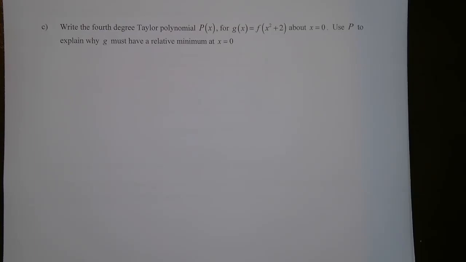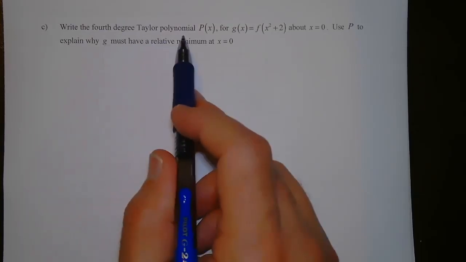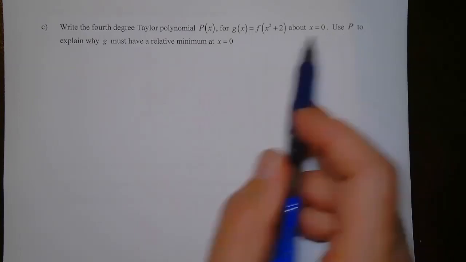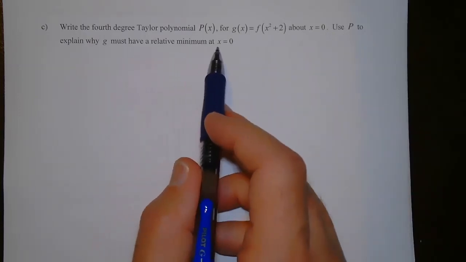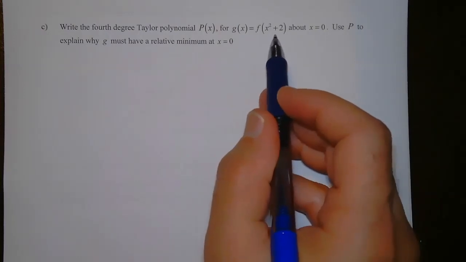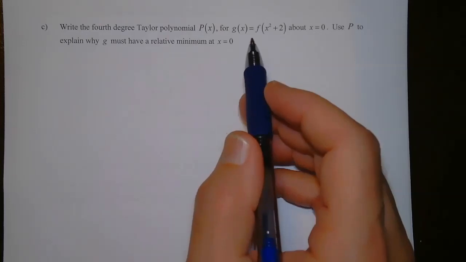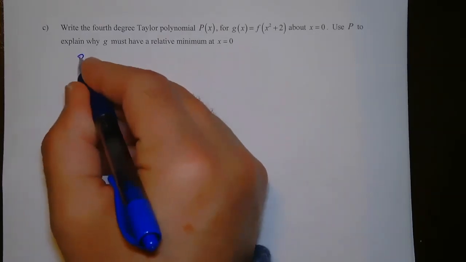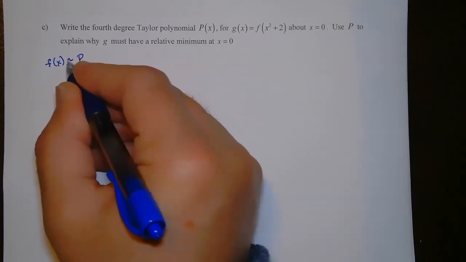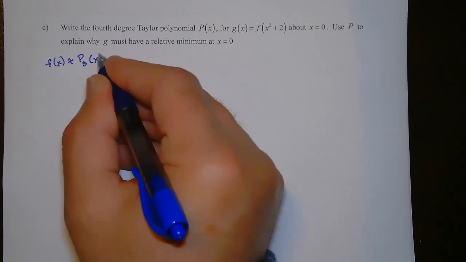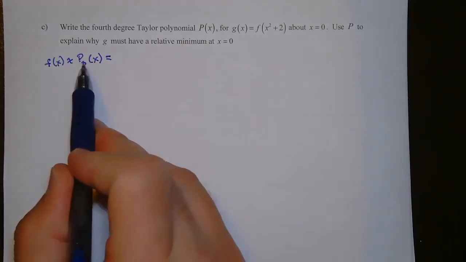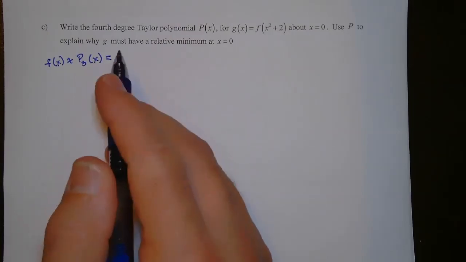For part C, we want to write a fourth degree Taylor polynomial p of x for g of x is equal to f of x squared plus 2 about x equals 0. Use p to explain why g must have a relative minimum at x equals 0. So we know that g of x is just putting x squared plus 2 into the f function. From part A, we found the Taylor polynomial for f, and f of x can be approximated with the third degree Taylor polynomial.